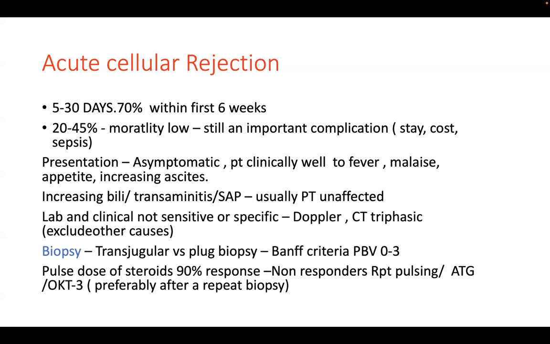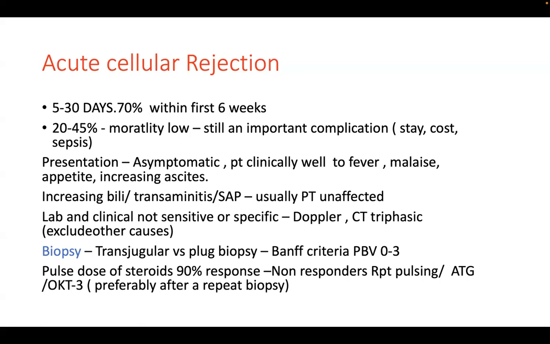So on biopsy, we look at the predominantly lymphocytic infiltration by the Banff criteria. We look at the portal tracts, the bile ducts, and the endothelium. The grading is from 0 to 3 for each one, and out of a score of 9, based on how much you get, you categorize it as mild, moderate, or severe rejection.